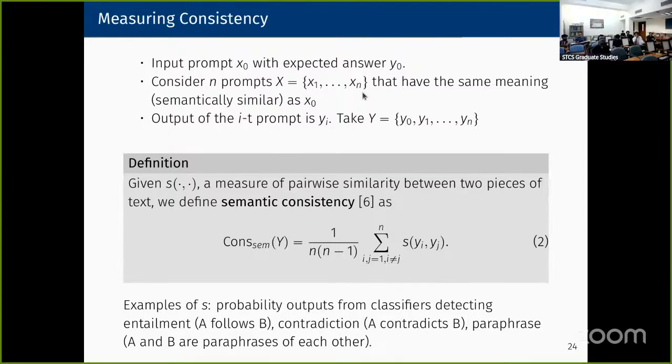How do you check this entailment? Good question. Yeah, there are NLP models that have been, again, trained on vast amounts of data to score entailment between two pieces of text. So given two pieces of text as input, it gives a probability score that A follows B. And so you can use those models to obtain those scores and use those scores as this pairwise similarity metric.